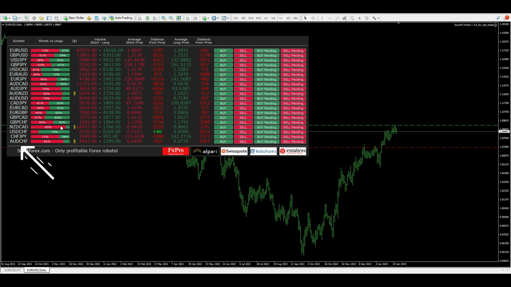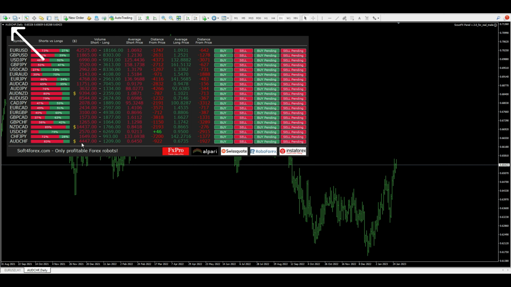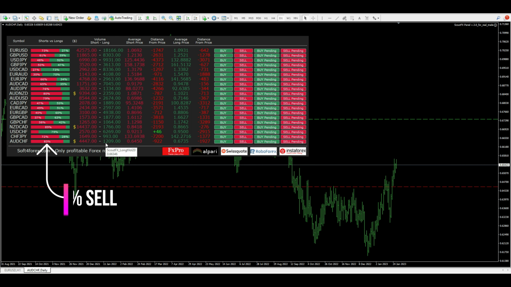Now we've changed the value of position dominance to 80%. We see that the Australian dollar versus Swiss franc currency pair has conditions for making a decision to enter the market. And now 4,447 lots are open for sale and 1,209 lots for purchase. 83% of traders opened positions to sell the Australian dollar against the Swiss franc.